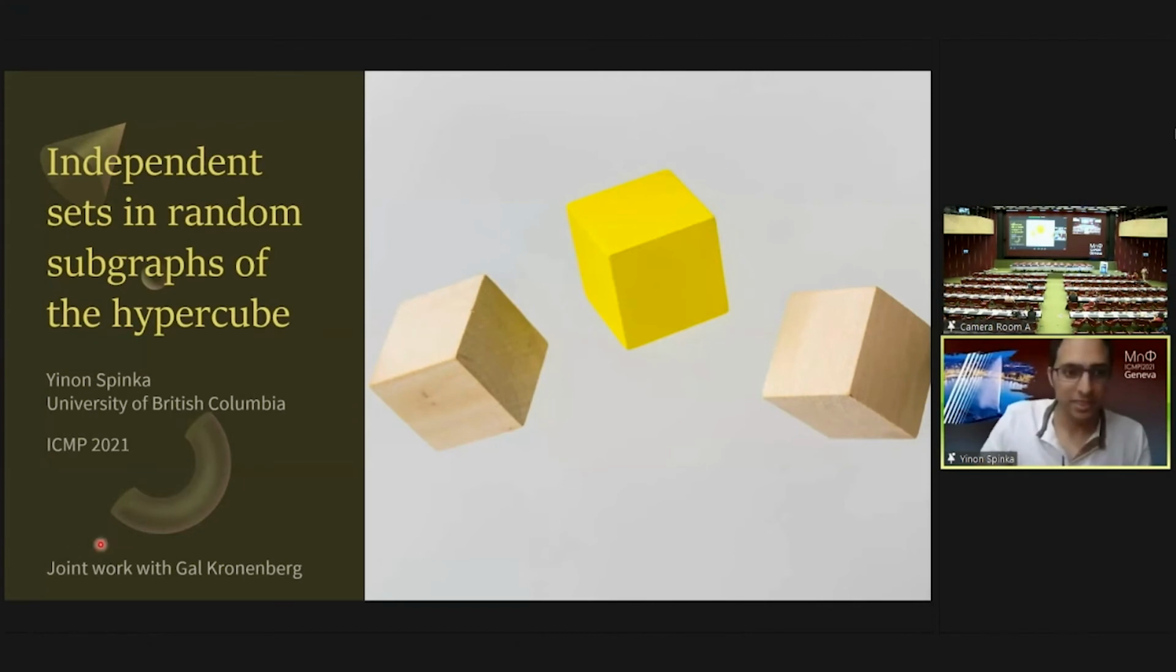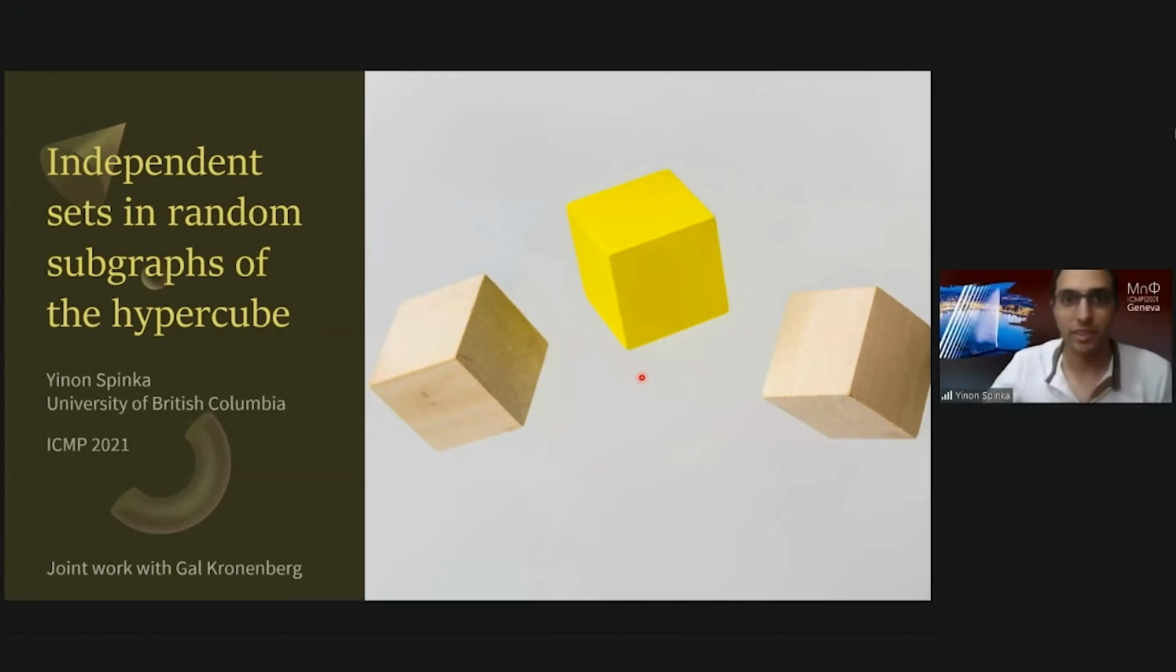Okay, thank you very much. Thanks for the introduction and for the invitation to speak here. So today I will talk about independent sets in random subgraphs of the hypercube. And this is going to touch on a few different topics, just to give you an idea of what will appear. Well, of course, we will see the independent sets, as you see in the title.